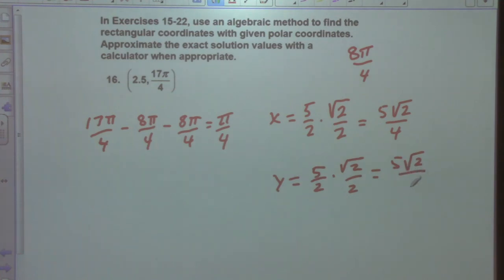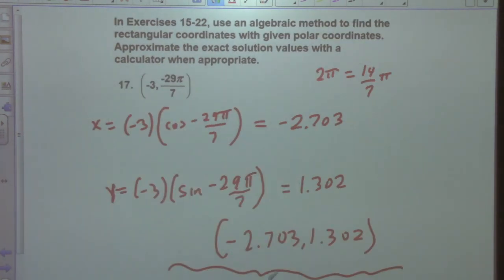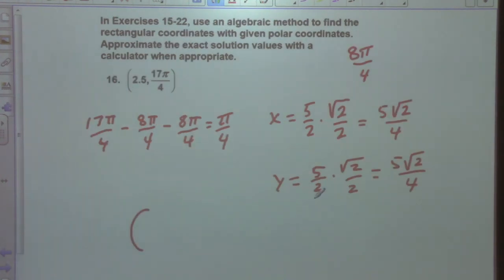Where did I get 5 halves from? Never mind. Okay, I did it right. I did it, but I just left it like that and did it in cosine and sine, and I got 1.77, comma 1.8. So you did it on the calculator is what you're saying? Okay, here you don't need a calculator. It says approximate the exact solution values with a calculator when appropriate. Well, it was definitely appropriate here, but here it wasn't needed because you could get exact values. I just don't really understand it that way. Okay. It makes more sense the other way.